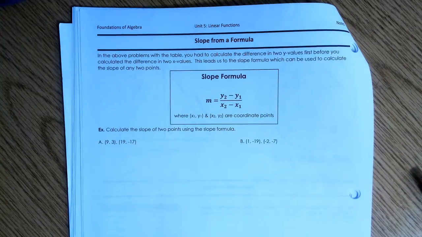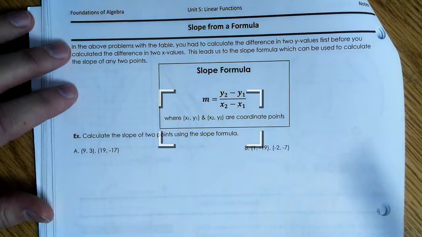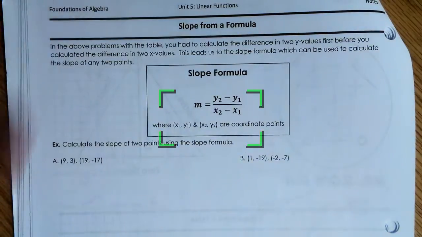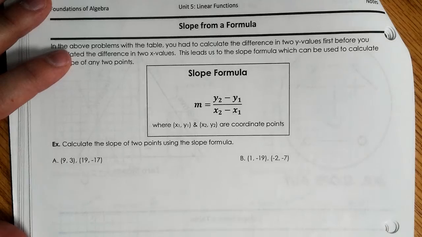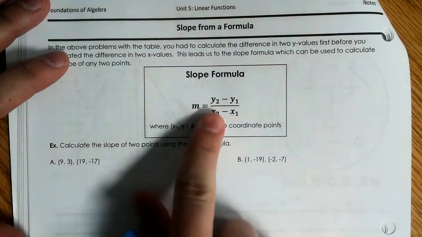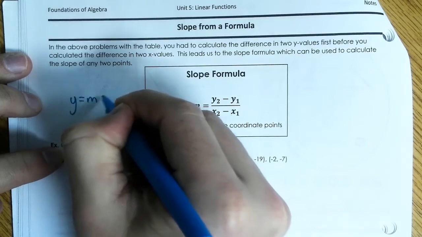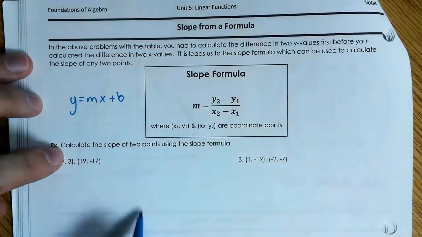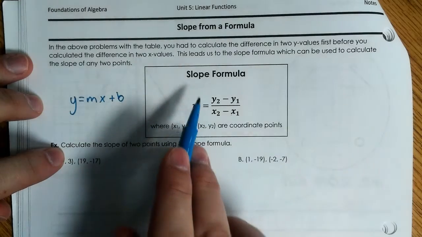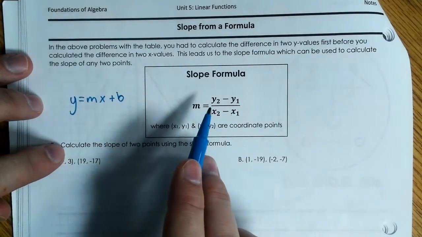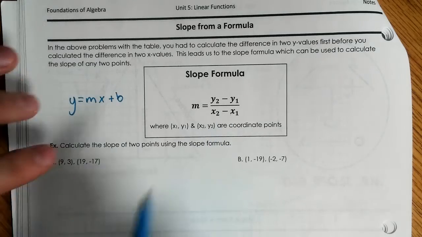All right, so we're talking about slope from a formula. Just take a look at this right up here. This is how you find slope when you're given multiple points on page 12. So we have m. Remember, our formula is y equals mx plus b. So m is our slope. That's why m is right here. M equals our slope. To find slope is y2 minus y1 over x2 minus x1.